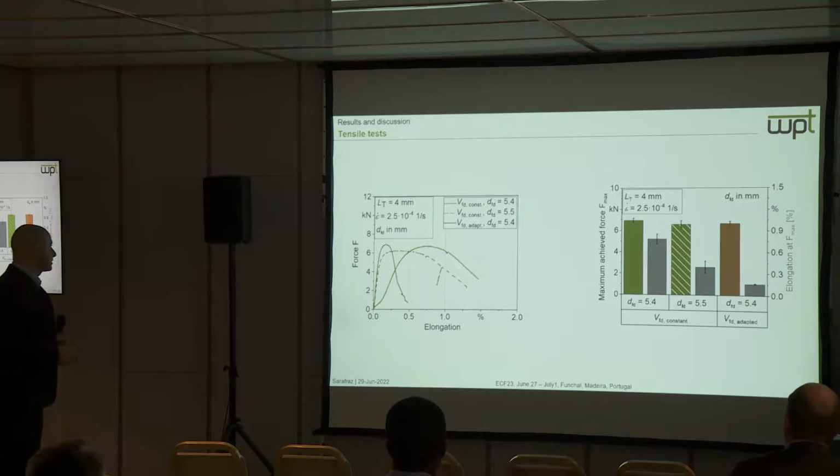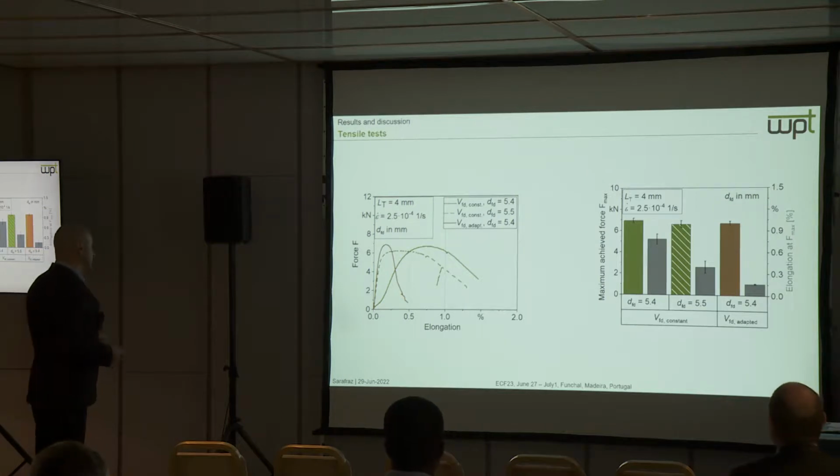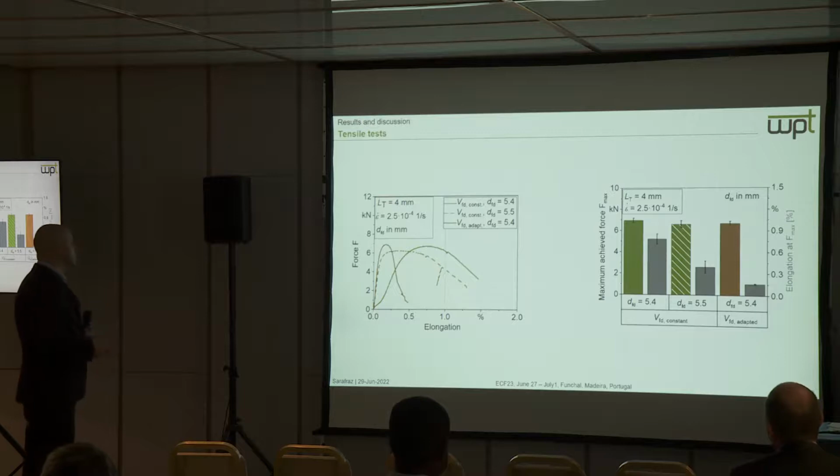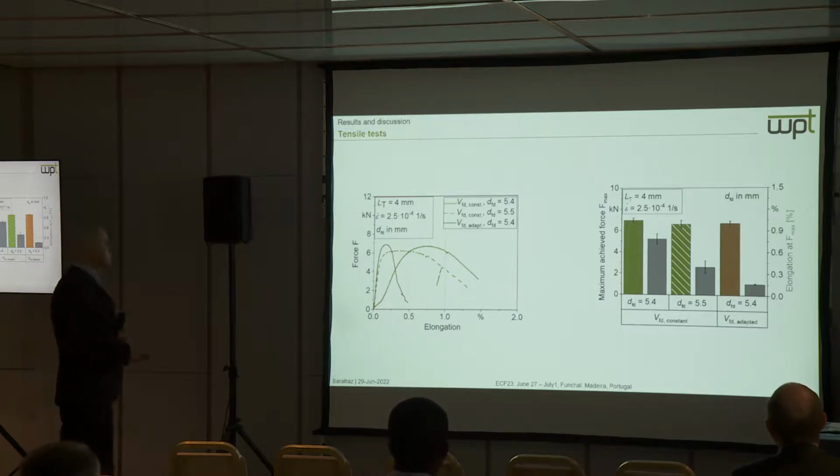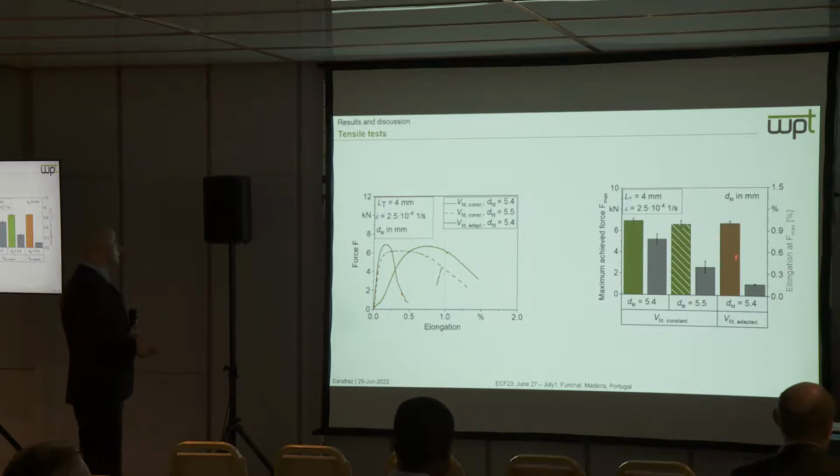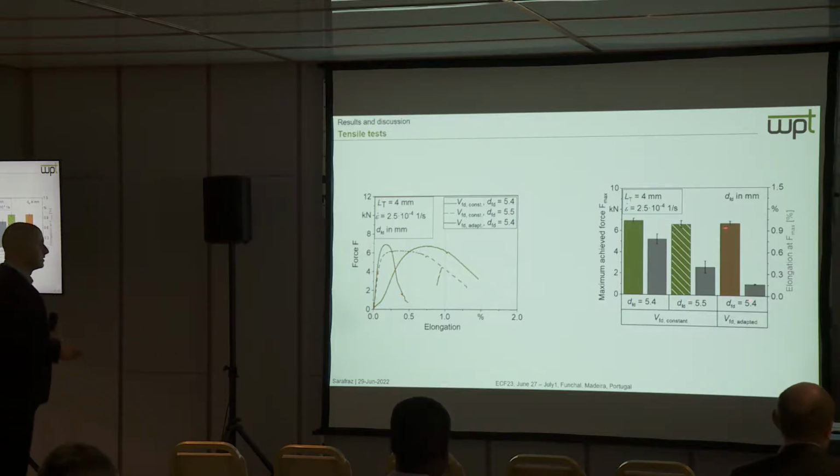The tensile test was performed. You can see here the linear curve, the force-elongation curve, and the Woehler diagram. We can see a reduction in maximal achieved force with increased friction diameter, and we can also see a lower quasi-static strength with adapted speed in comparison to constant speed.